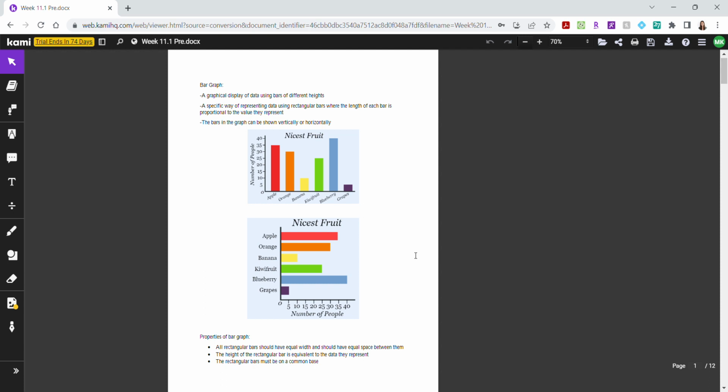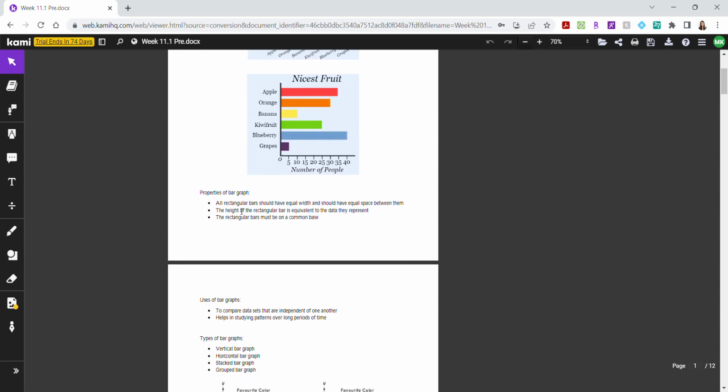All right, now some properties of bar graphs. As you can see, all rectangular bars should have equal width and should have equal space between them. All these bars here are about equal width. They're not going to be like one is thicker than the other. They all should be about the same width. Plus, the space between each category is about the same also. And there's a reason for that.